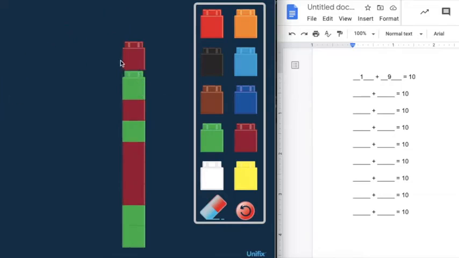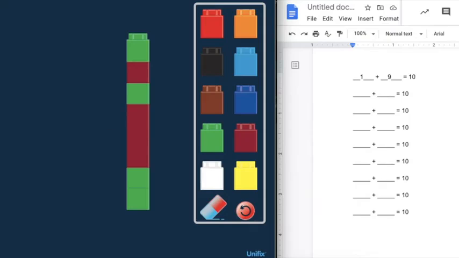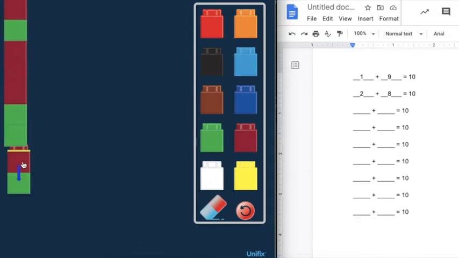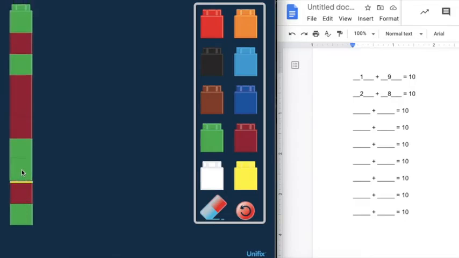Now, what if I split it up like this? I have 2 over here. How many do I have over here? 1, 2, 3, 4, 5, 6, 7, 8. So if we fill in our math sentence, we get 2 plus 8 equals 10. Does it work? One, two, three, four, five, six. Yeah, we still have 10.